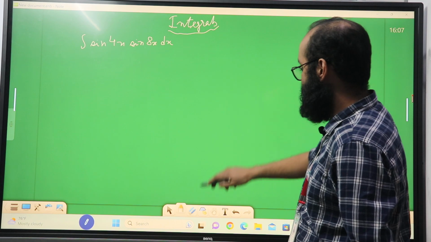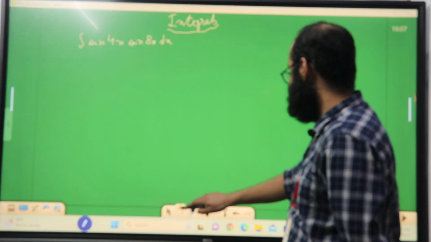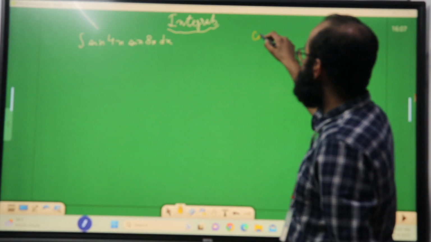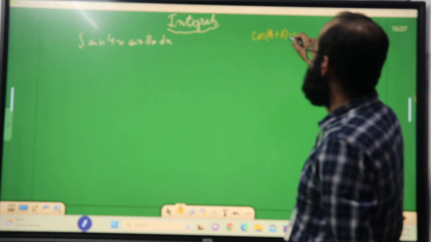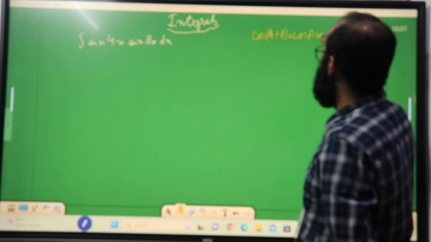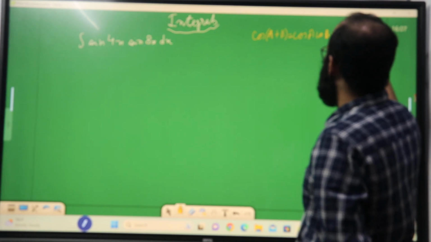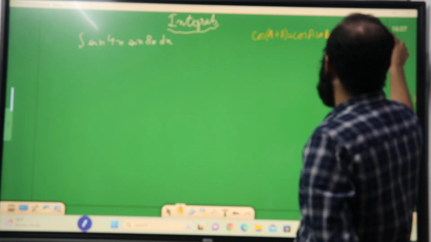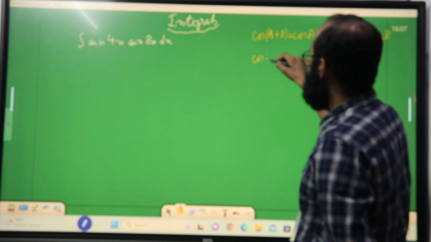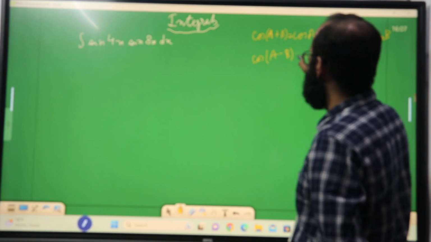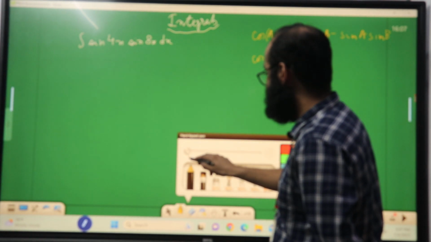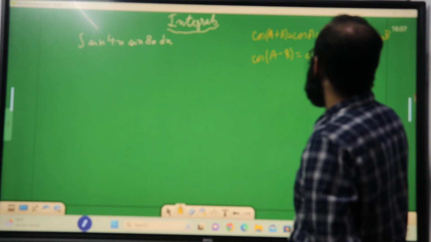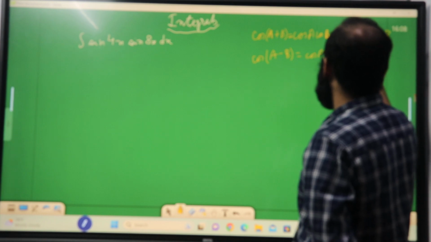Now, what is the formula for cos A plus B? Cos A plus B is cos A cos B minus sin A sin B. And what is cos A minus B? Cos A cos B plus sin A sin B.